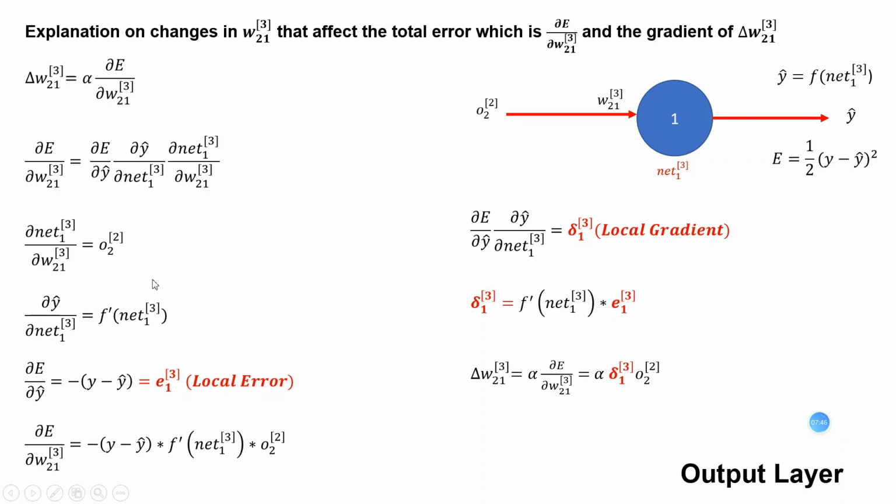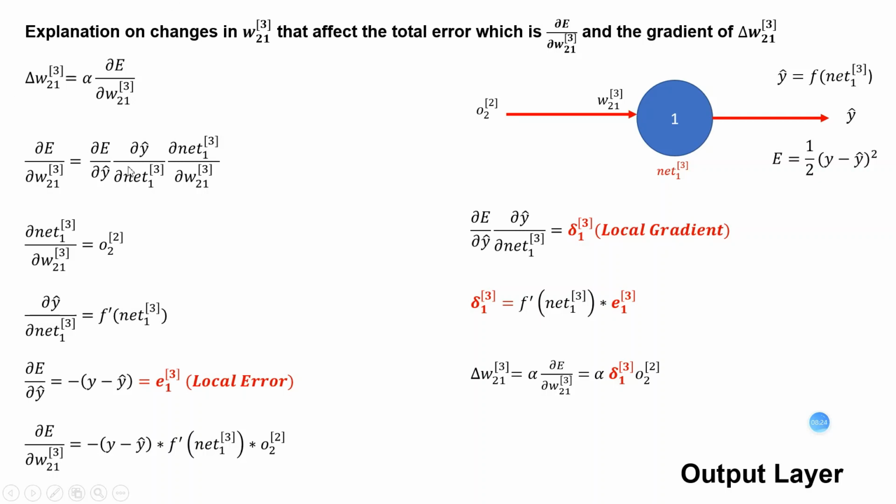And then next we need to calculate the delta Y hat over the delta net 1 of the output layer. We can see Y hat here is equal to f of net 1 of the output layer, but here we haven't decided which function we're going to use. So we just use f prime of net 1 here.